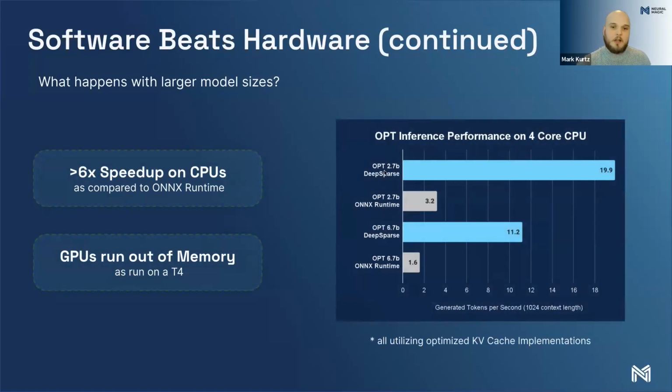Looking at this for a 2.7 billion and 6.7 billion OPT model, both of these cannot run on a T4 without significant improvements to essentially offload a lot of the storage to CPU when running on that T4. But when we look at this for 2.7 billion on a 4-core CPU, we're able to get to about 20 generated tokens per second. And then for 6.7 billion, we're able to get to 11.2, right? And as those model sizes increase, the perplexity decreases, and therefore it becomes a little bit more useful and also more accurate in what it's generating.